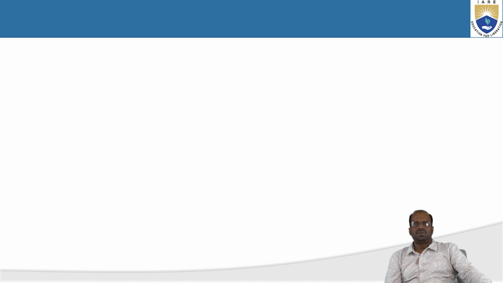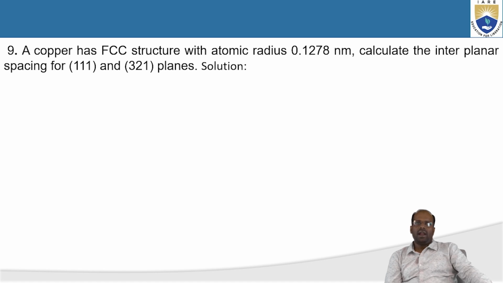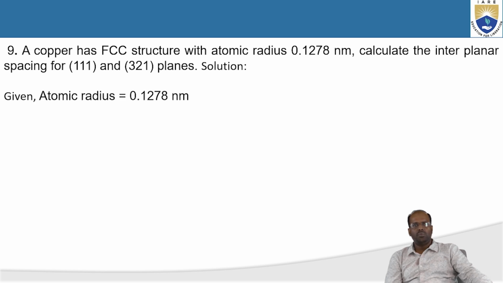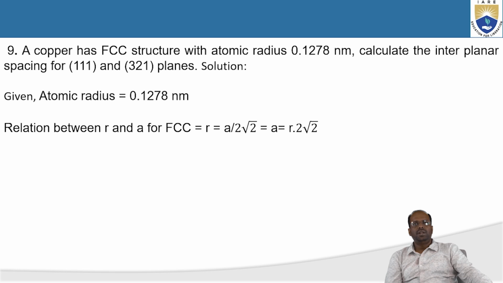body centered cubic structure. Now, ninth problem. Copper has a face-centered cubic structure with atomic radius 0.1278 nanometers. Then what they are asking: atomic radius r they are given. They are asking to calculate the interplanar spacing for 111 plane and 321 plane. So what is the atomic radius? r is equal to 0.1278. Then they are asking for interplanar spacing of 111 plane and 321 plane.